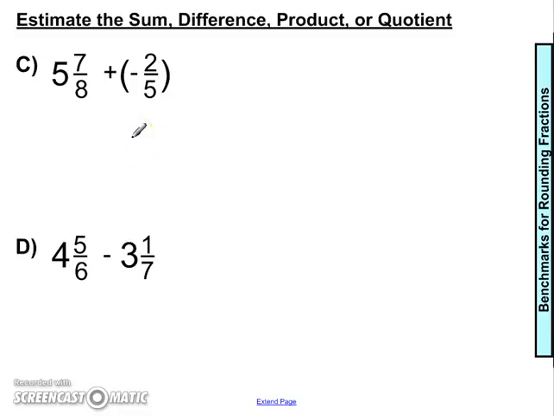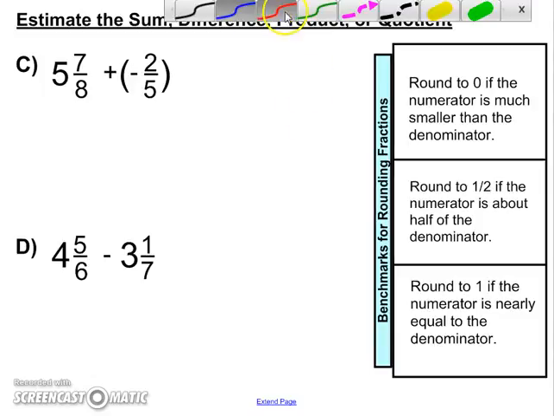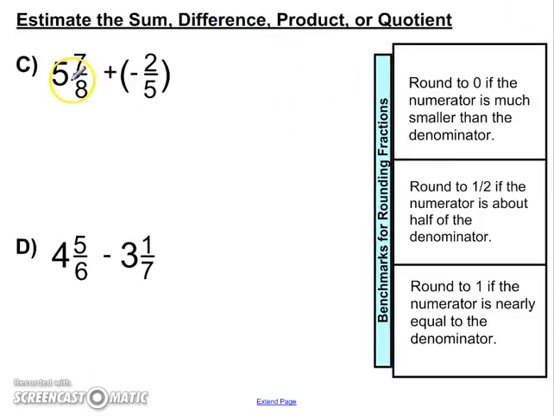All right, same thing with our rules. We're rounding to halves, zeros, and ones. So, 5 and 7/8. Well, 7/8 is almost a whole. So I basically have 5 plus 1. Remember, there's an "and" here. 5 plus 1, so this part here is basically 6.